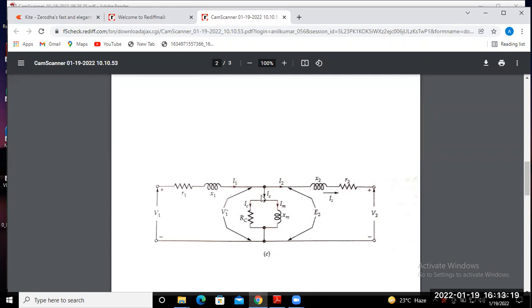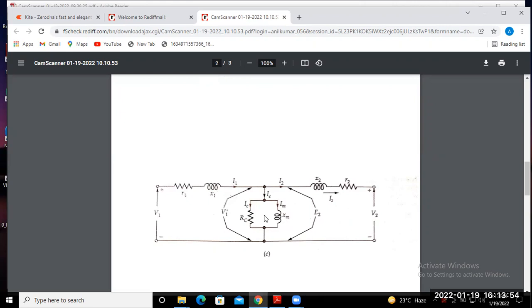So what will be the difference? If this shunt branch is placed at this point, behind the primary leakage impedance, that means R1 and X1, then the exciting current does not flow through the primary side leakage impedance R1 and X1, since the shunt branch is placed here. Okay, so this drop may not be considered.